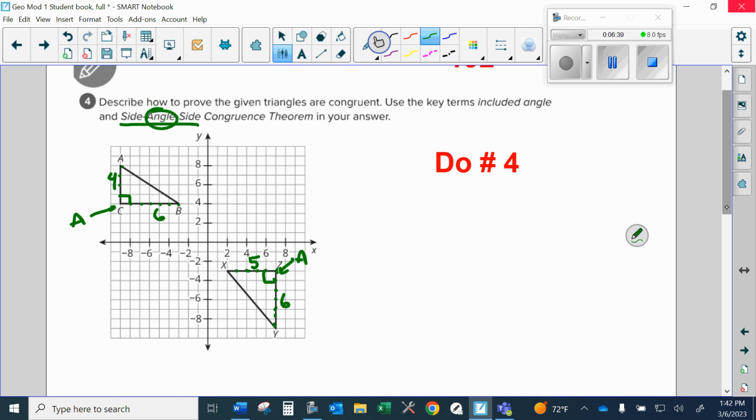And that's only 4. It's supposed to be 5. So there's an error in this one. But if I have horizontal, it should have been a 5 right there. And now I have S, A, and S. And this would be S, A, and S for SAS.